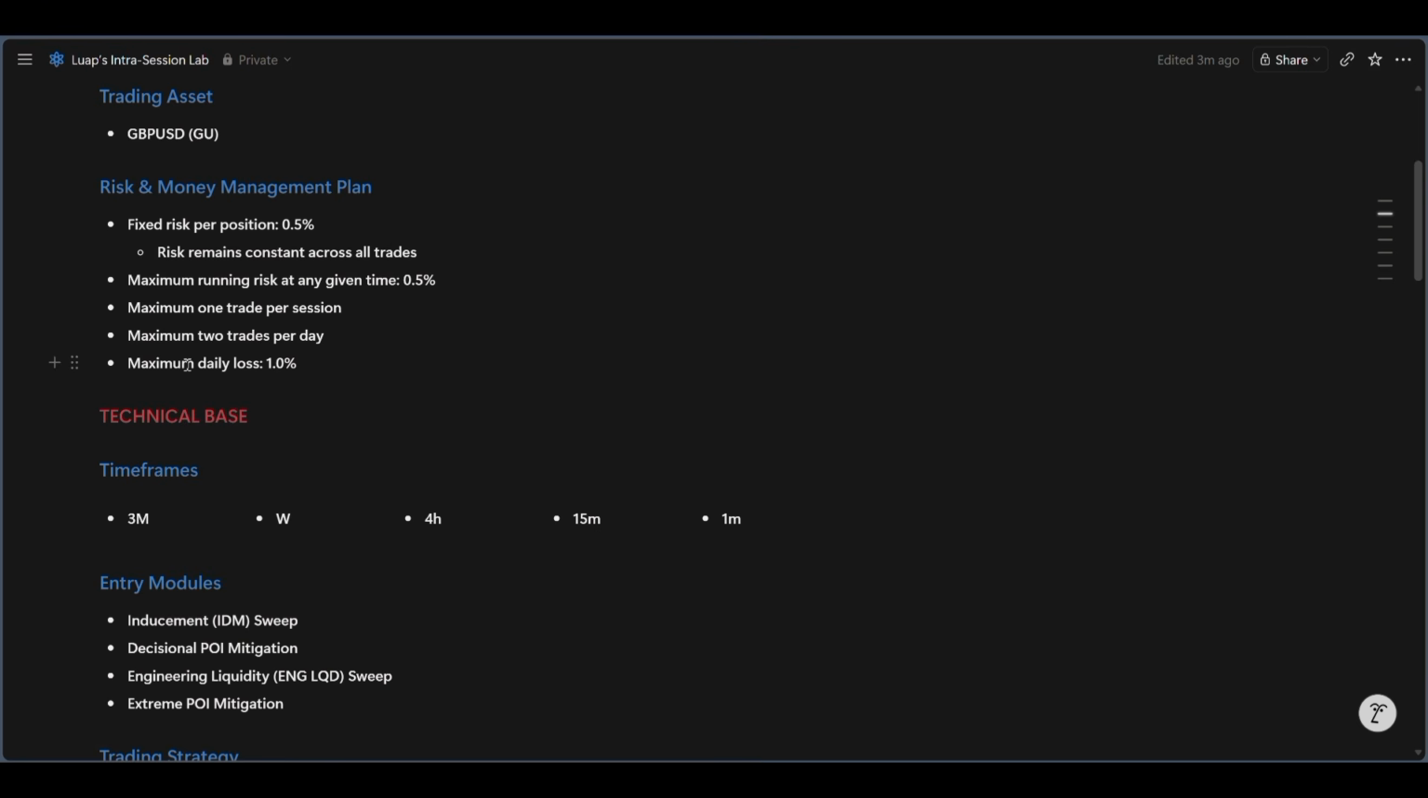And the final part is the maximum daily loss. As you can clearly see, that is 1%. That means 2 full losses in a day. So if I have a loss on London and also a loss on New York, then I'll be done for the day. Even if I see any other setup that aligns with my playbook, I will not take it, not because it's not valid, but because the outcome of that trade is not guaranteed, and it can also be a loser, which may even end up deepening my drawdown.